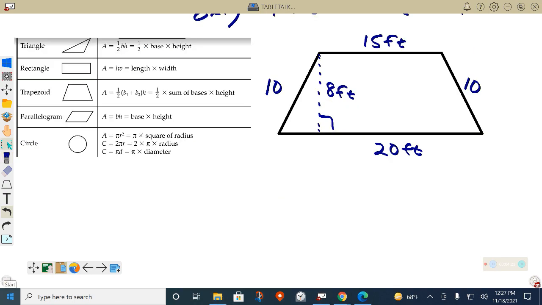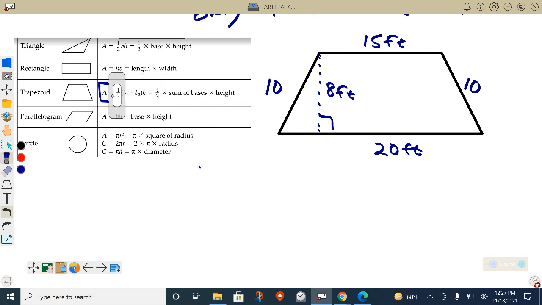Trapezoid. Okay. What are my bases and what's my height here? So let's see. Here's a formula right here. Right there. Everything after is just how to say the formula on this table. 1/2 sum of the bases times height. They're just showing you how to say this formula.